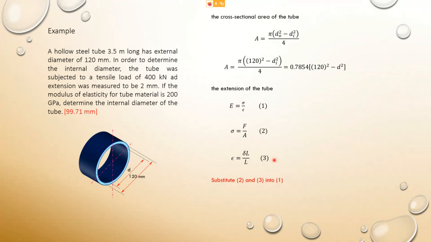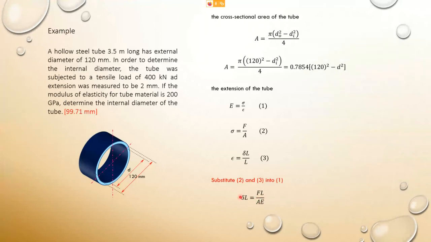Substitute 2 and 3 into 1. Substitute this equation here and this equation here into the first equation. That means your stress, force over area, put it here. Your strain equals X or delta L, up to you. Using the symbol X is better, over L. So put it here, and you will get something like this. When you substitute this into here, and this into here, you got something like this.